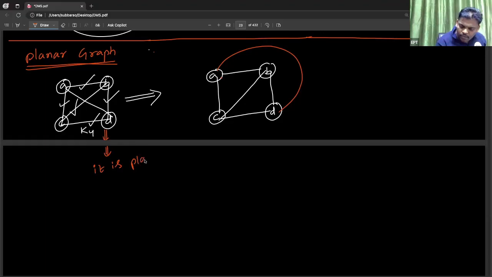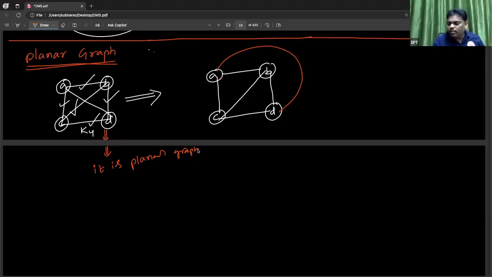Can you draw the same graph without edge crossing? Then it is a planar graph. That's it. If anyone says from today onwards, I have a graph and I want to say that graph is a planar graph, how can you prove it? Very simple. Draw the same graph without edge crossing. If you see any edge crossing in the given graph, can I draw it without crossing?